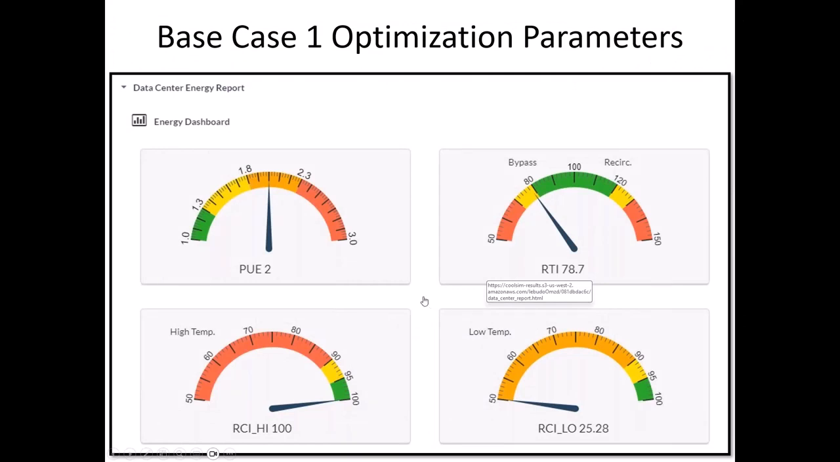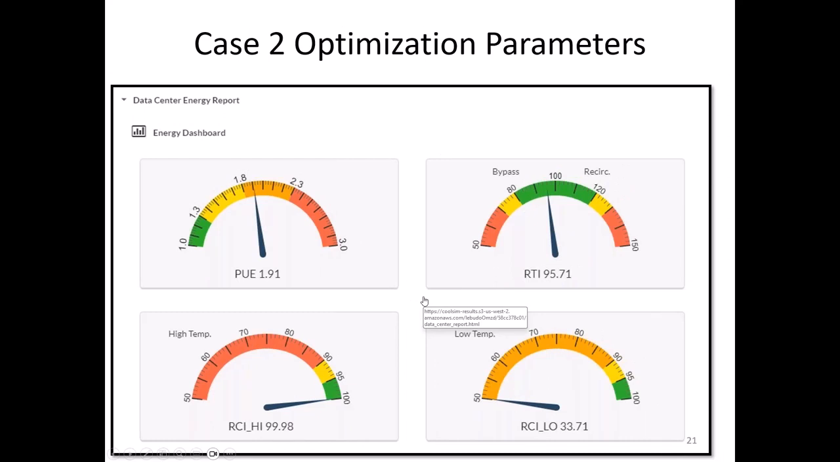So let's begin our optimization process. So here's case 2. Now here, RTI is 95.71. So the first thing we did is begin to drive towards 100% by reducing the amount of air coming from the air handlers. So now our racks are still okay, and we're still too cold, but at least we've got this down, and our PUE has come down, right? Because the fan law is cubic.